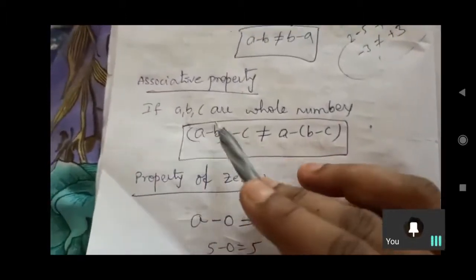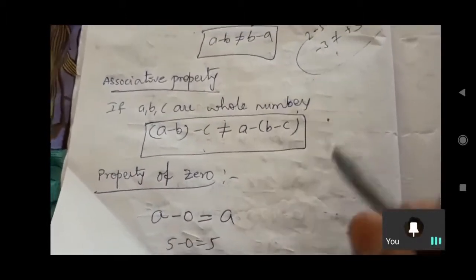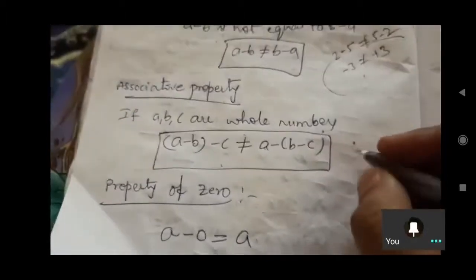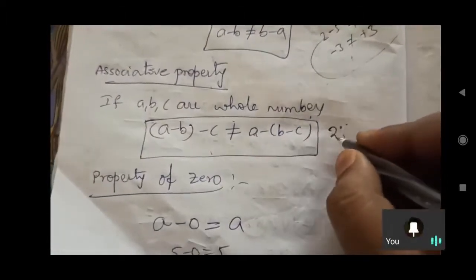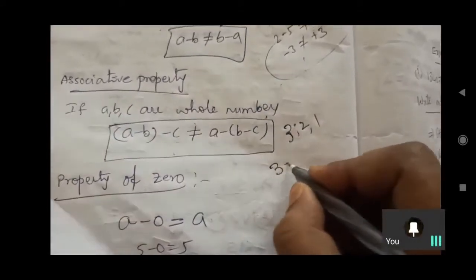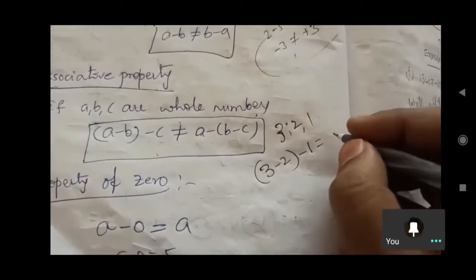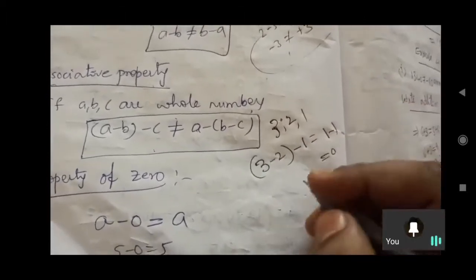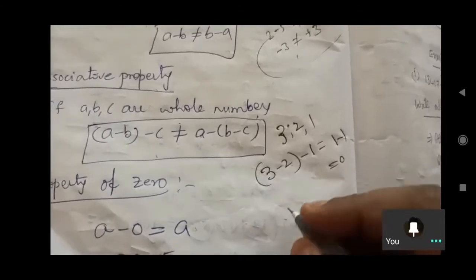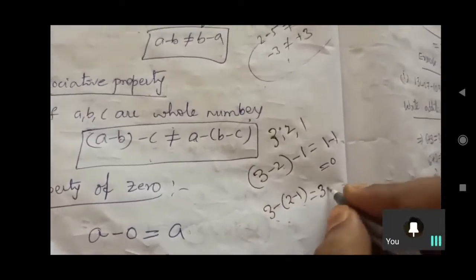If A, B, C are whole numbers, A minus B minus C is not equal to A minus of B minus C. For example, I am considering 3, 2, 1. Say 3 minus 2 minus 1 is equal to how much? 3 minus 2 is 1, 1 minus 1 is equal to 0. And what about 3 minus of 2 minus 1?